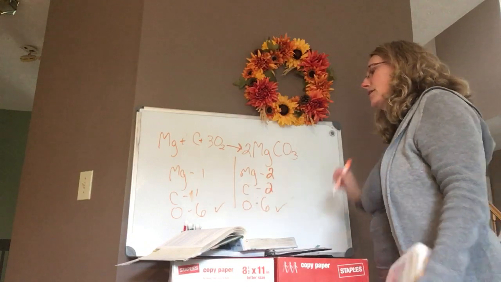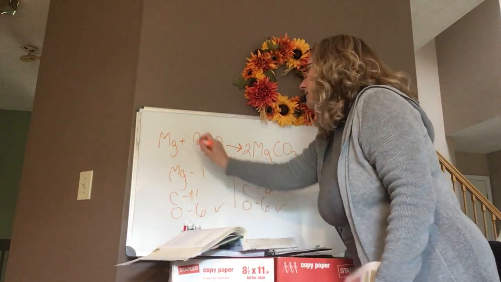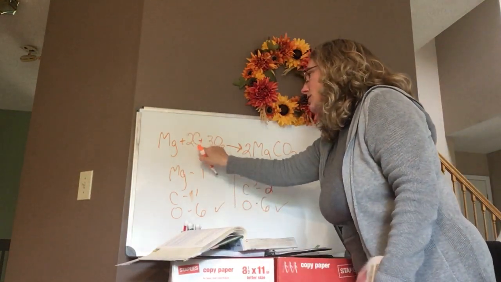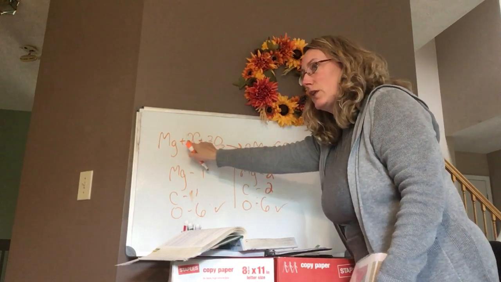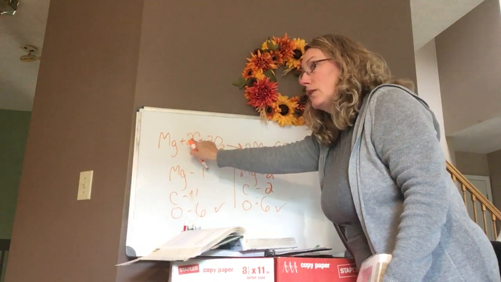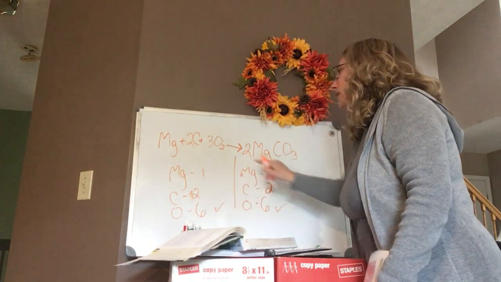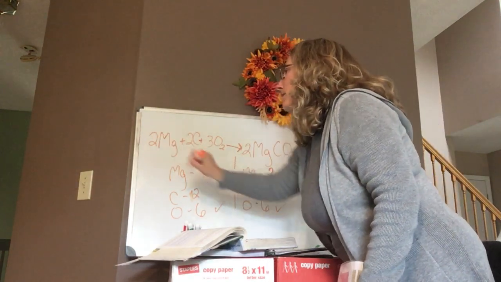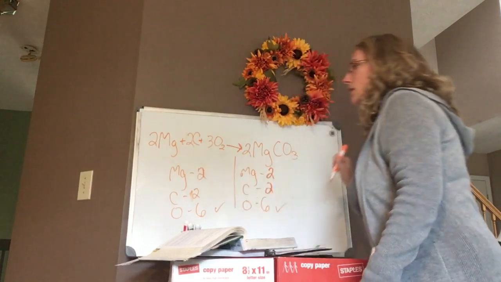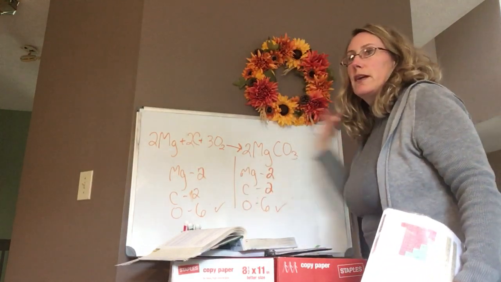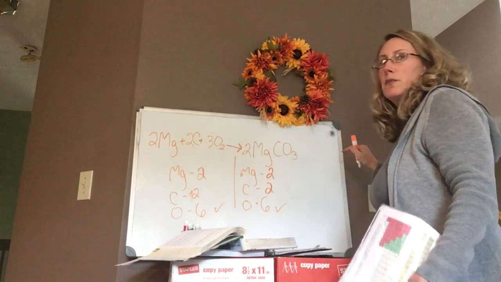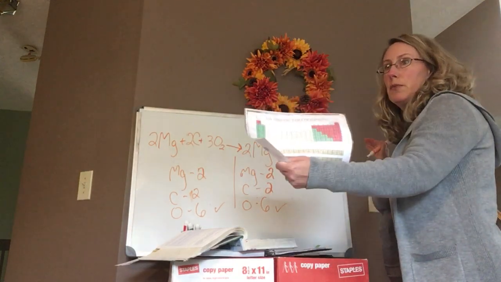Is my carbon balanced? No. So that's an easy fix. I want to put a 2 there. Remember, I can't change the subscript. I can only change the stoichiometric coefficient, the big number. Okay? So that's a 2. And then magnesium, I want to be 2. So again, I can only add the big number. Okay? Once I get my recipes right, don't change any more of your subscripts. Then you have to balance with the big numbers.